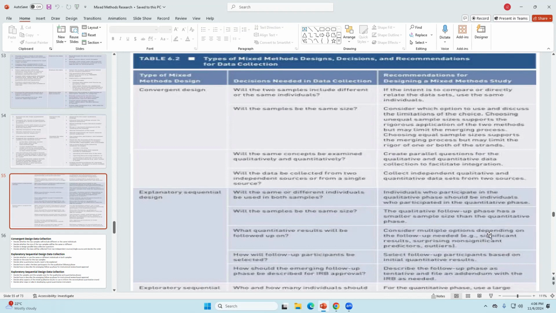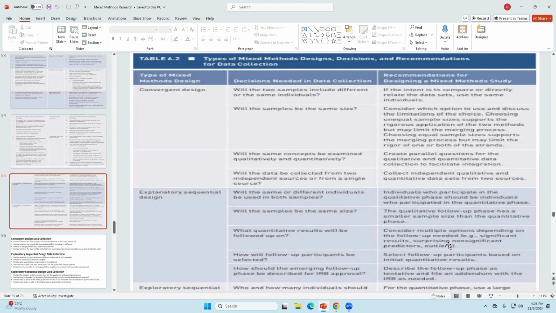Consider the multiple options depending on the follow-up needed. For example, a significant result. If something significant is coming, you ask why that is coming, what is coming, how that is coming. Or if something surprising, something outlier is coming, why that outlier is coming, why that surprising result is coming. So that qualitative follow-up should answer that.